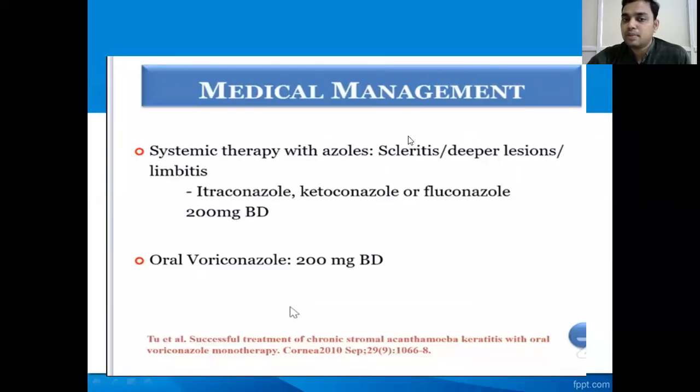So what is the medical management we give in acanthamoeba keratitis? We can use systemic therapy with azoles, like antifungals. This is mainly given when the acanthamoeba keratitis is associated with scleritis, when it is a deep lesion, and when it also involves inflammation of the limbus. We start with systemic therapy with the azoles, which are nothing but antifungals. Itraconazole, ketoconazole, fluconazole can be given. Oral voriconazole 200 mg BD dose can be given. So we start with the azoles.